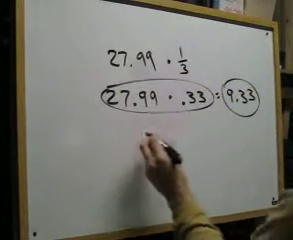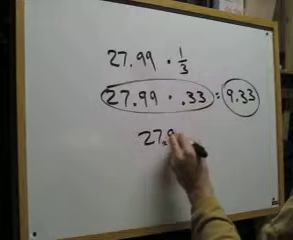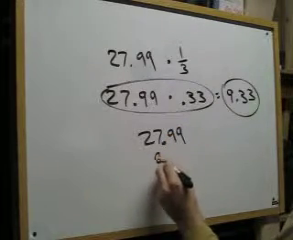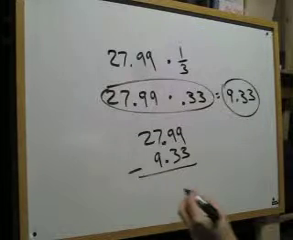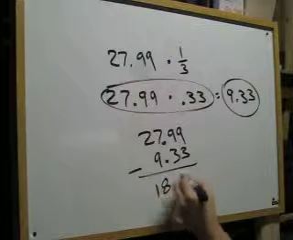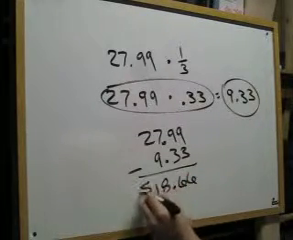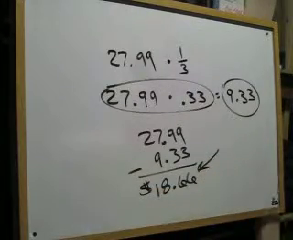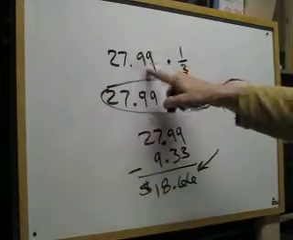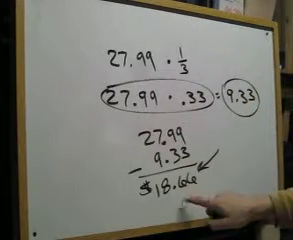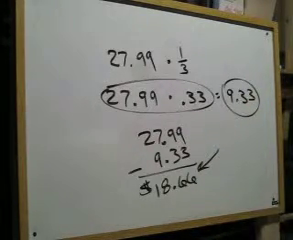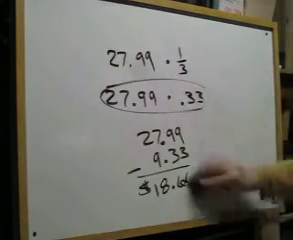So we're going to have to take $27.99 and take 9.33 off of it to find out how much the shirt actually is. And there's the cost we're going to pay for the shirt. $27.99 minus the 1/3 off, or the $9.33, gives us the total amount of the shirt, $18.66.